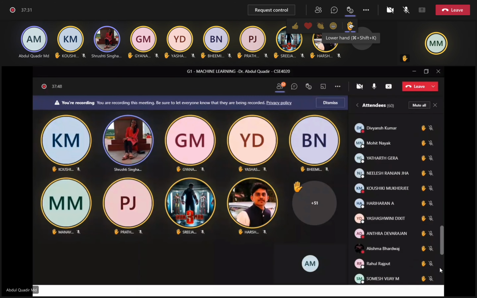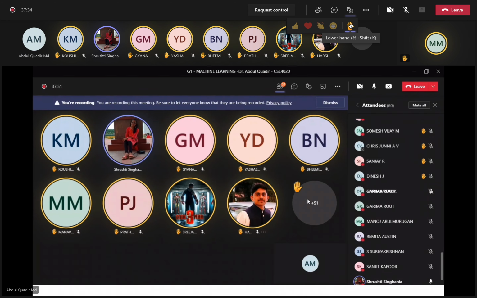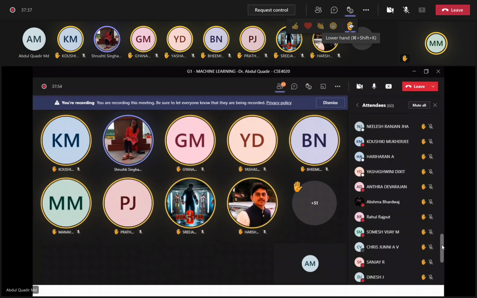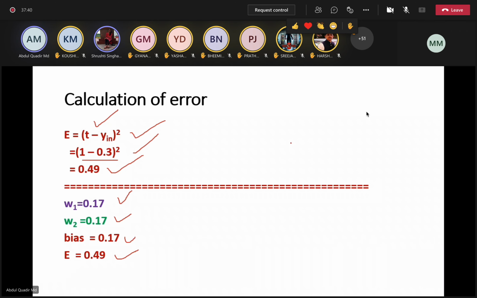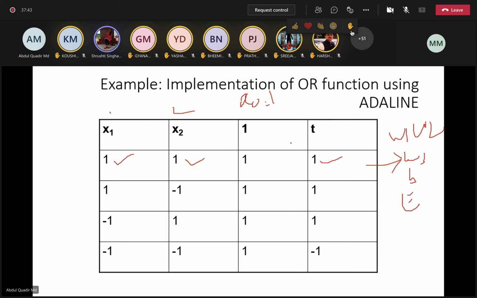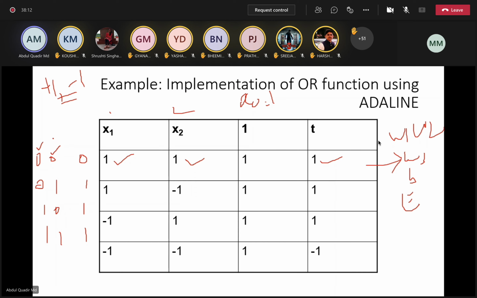Sir, can you please explain the concept of 1 and minus 1 again? It's very simple. In bipolar, the input will always be in the form of 1 or minus 1. Now you are using the OR function. An OR function usually looks like 0, 0; 0, 1; 1, 0; 1, 1, and the output will be 0, 1, 1, 1, right? Yes, sir. So in the place of 0, I am replacing it with minus 1.